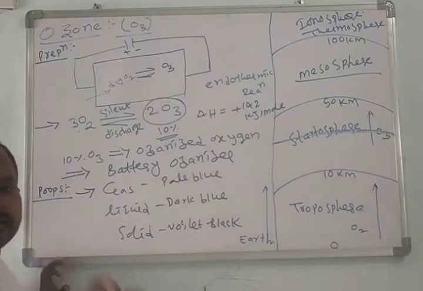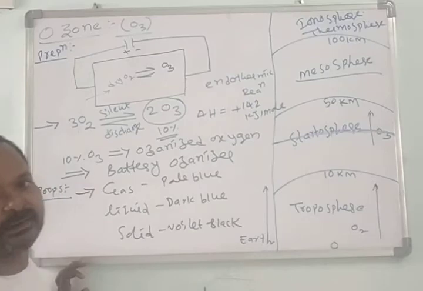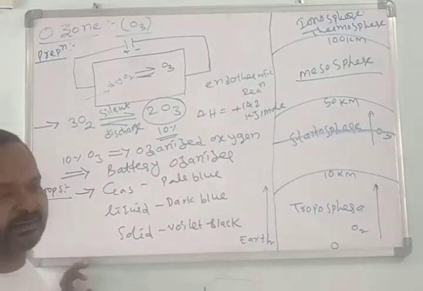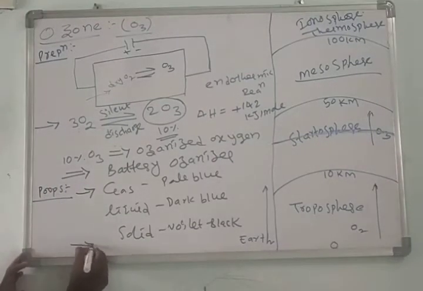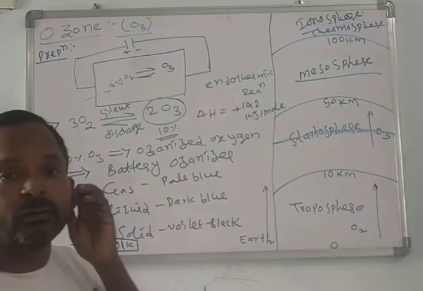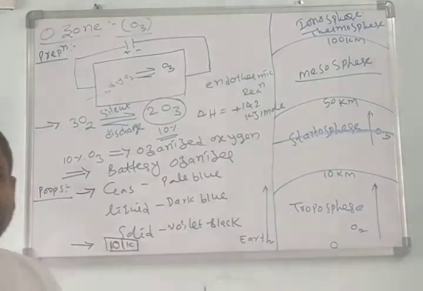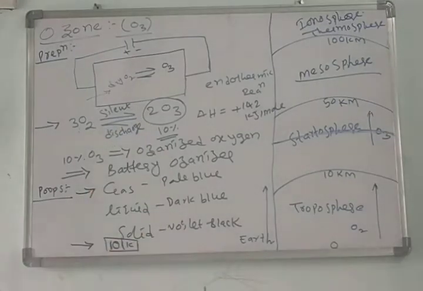It is completely dissolved in water. That's why we have ozonized water available in the market. The boiling point of ozone is 101 Kelvin. This is a very low boiling point. It protects the earth and living organisms from UV radiation. These are the physical properties of ozone.